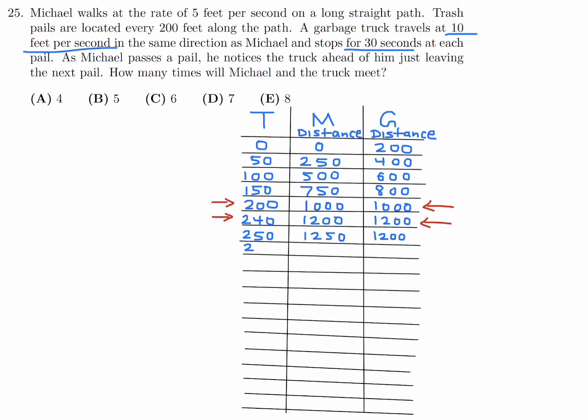Now we have to go very slowly in terms of our intervals, because they're very close together. And we don't know what's going to happen. They're going to probably meet very quickly. 10 seconds later, Michael's traveled 50 feet, so he's at 1,300. But in 10 seconds, the garbage truck travels 100, so it's also at 1,300. So at 260, they meet again. All right, so you see what's happening here?